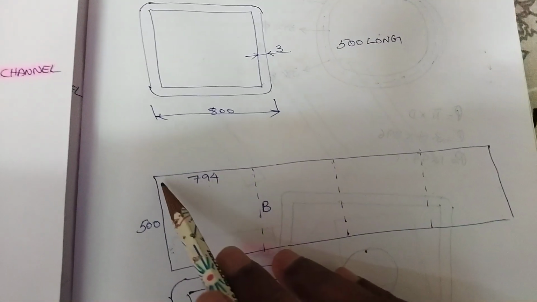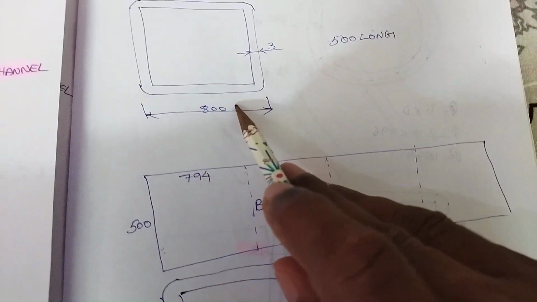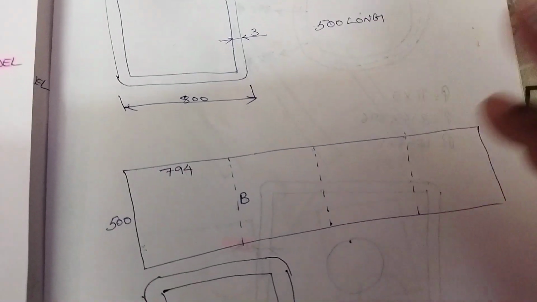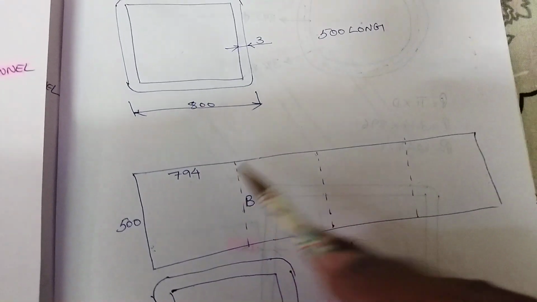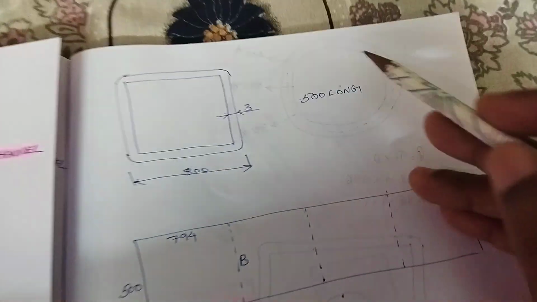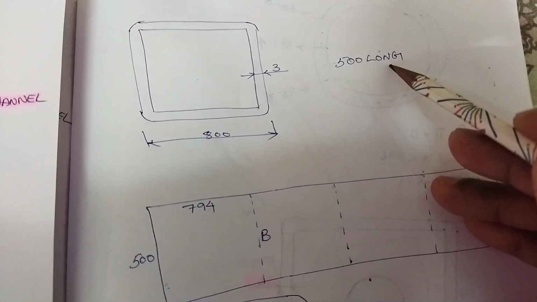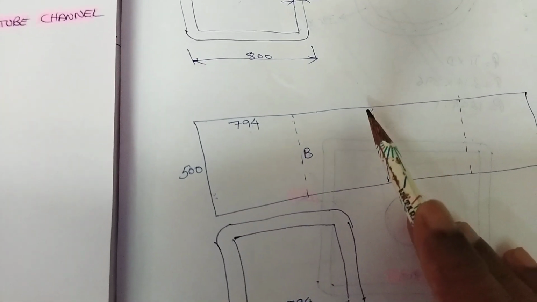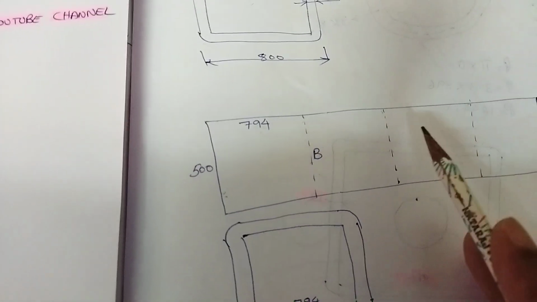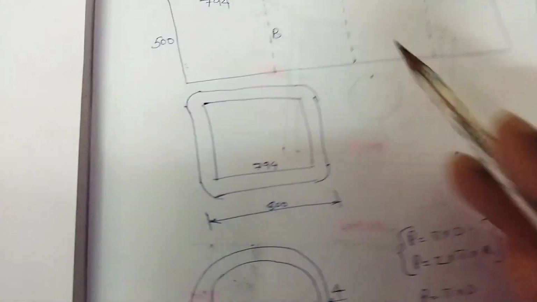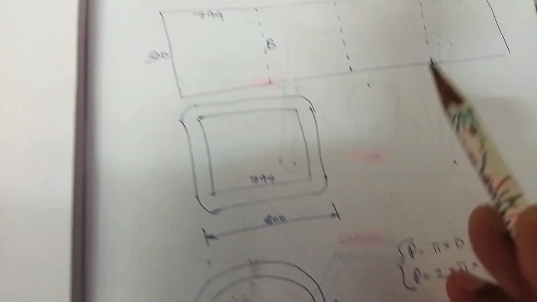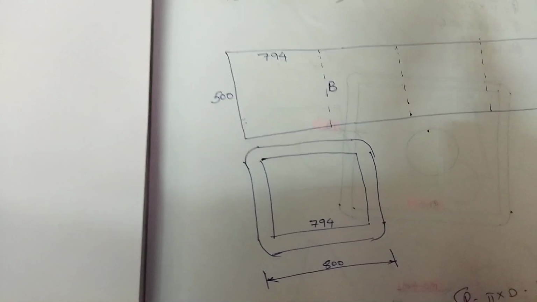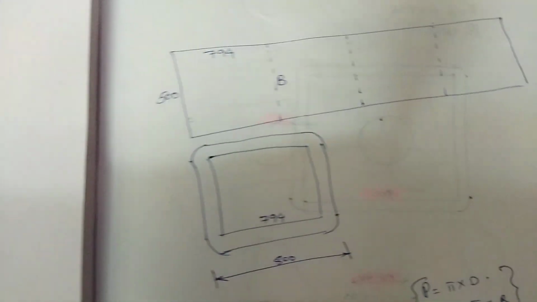So the total length shouldn't be 800 into 4. The total length will be 794 into 4. And its height is 500 because the height has been indicated as 500. So this is the difference when we make a sharp end bending. But when we do rolling, the bending has a slight difference.